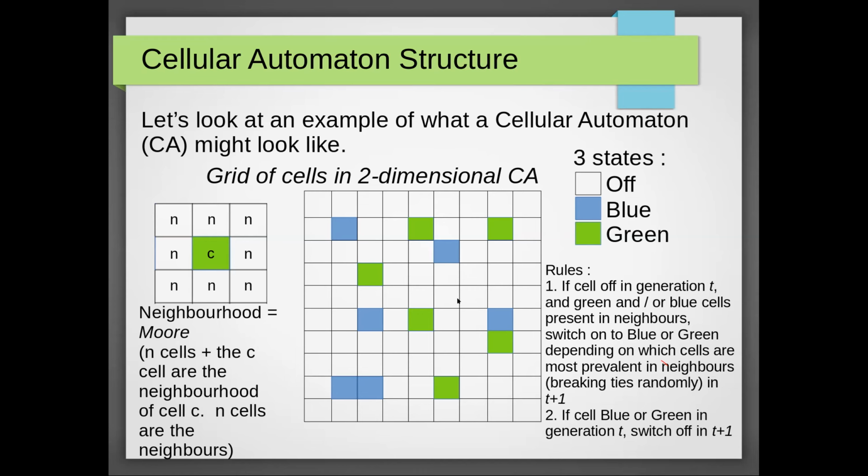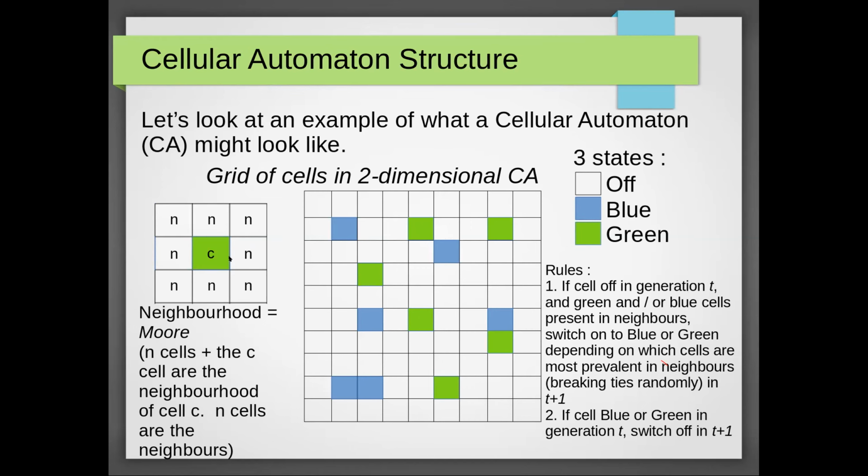So those two very, very simple rules. It basically just says if you're blue or green, then you'll be off in the next generation. If you're off now, then if there are blue or green cells around you, then switch on in the next generation, and whichever you're surrounded most by, switch on to that color. And if you're surrounded by an equal number of blue and green, then just pick one of them at random. Okay, so really, really simple rules, but that's the kind of rule that a cellular automaton would run by.